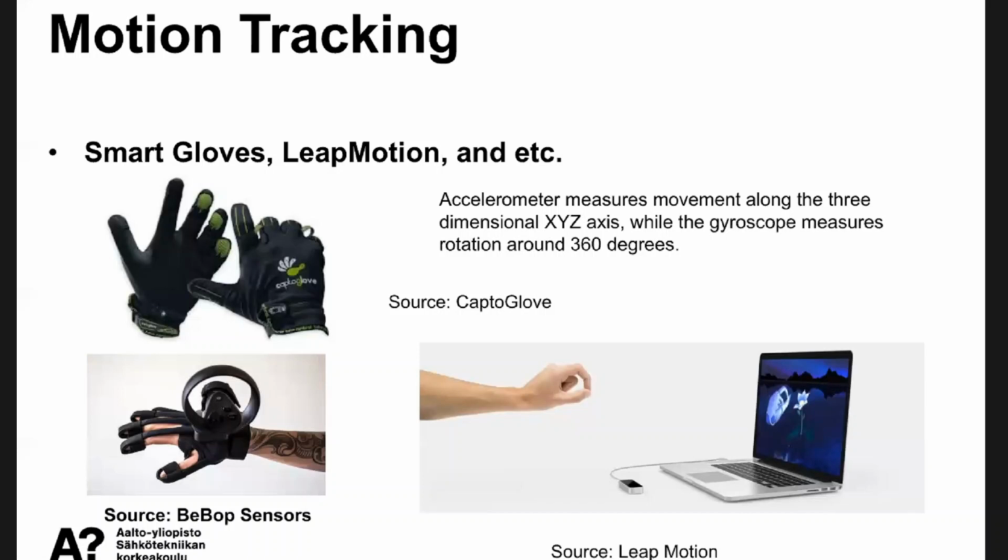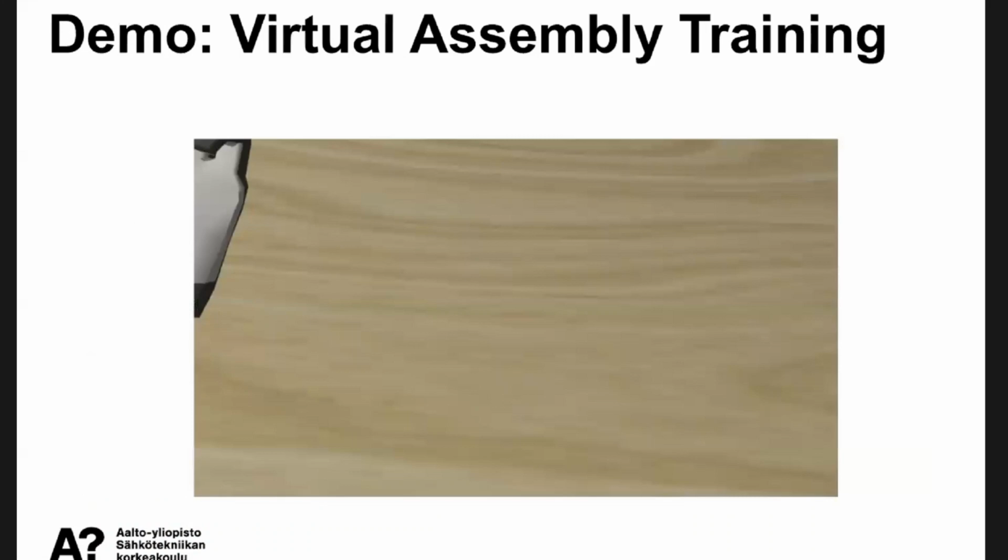of course they might have other sensors as well, for example, pressure sensors or flex sensors to better detect how your fingers are moving or how much force you use. And another example is the Leap Motion. Leap Motion doesn't use accelerometers or gyroscopes, but uses infrared cameras to recognize the gestures. And I will give you one example here.